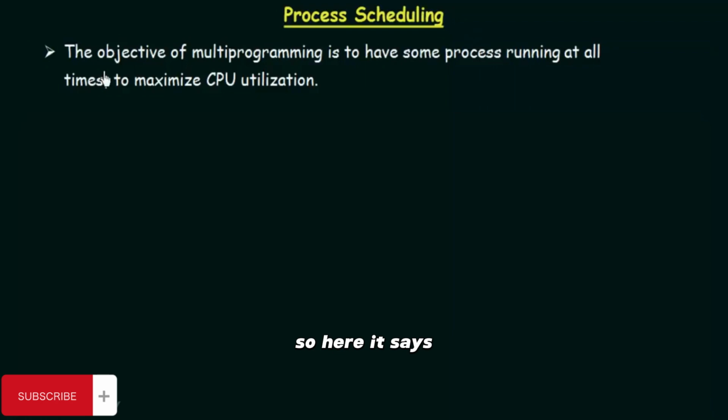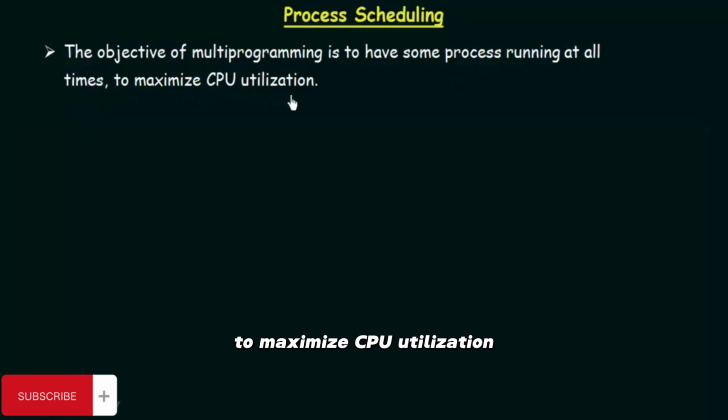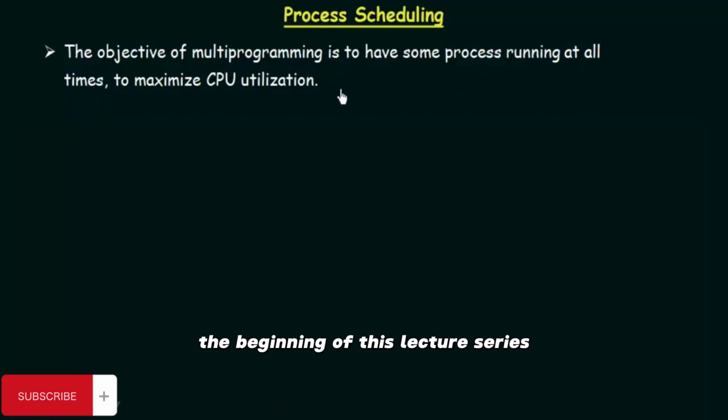Here it says, the objective of multi-programming is to have some process running at all times to maximize CPU utilization. We have already talked about multi-programming in the beginning of this lecture series, and the objective of multi-programming is to have some process running at all times to maximize CPU utilization. So what does this mean?